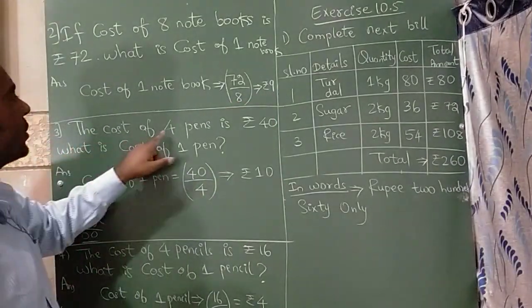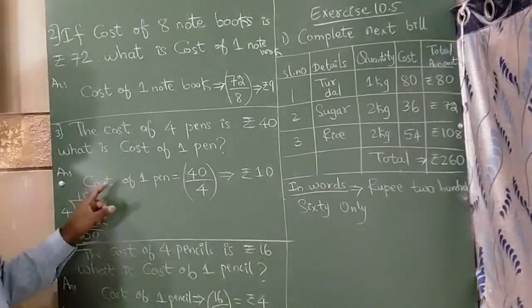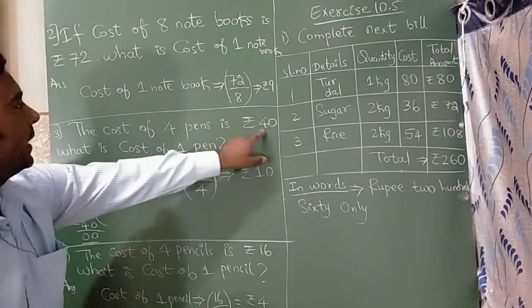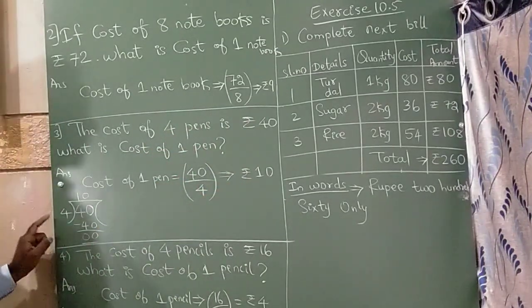Third question is, the cost of 4 pens is 40 rupees. What is the cost of 1 pen? So cost of 1 pen is 40 divided by 4. So it is 10 rupees. You can divide like this also.